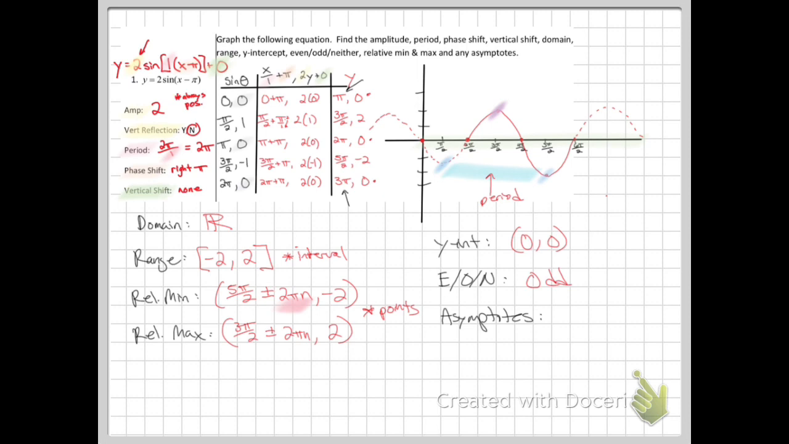So this one is odd, and sine has no asymptotes. That's why I didn't teach you anything about asymptotes. But if the answer blank is there, you write does not exist. Okay, this was our first full sine example. This is everything you can be expected to be asked. Let's move on and do the next one and see how we can do.